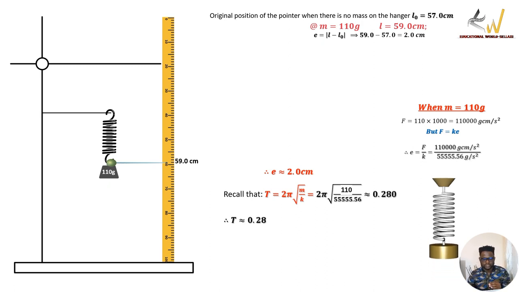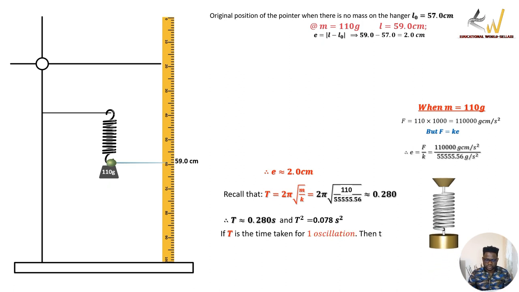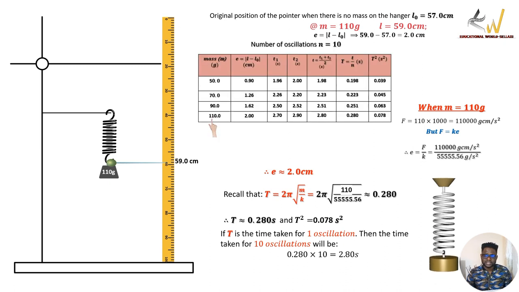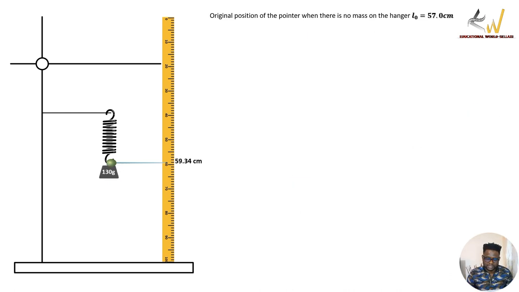Now recall that the period of an oscillating mass is given by that formula there. So if I substitute where necessary, I will simply have that the period is 0.28 seconds, and the square of the period is 0.078 seconds squared. So if one oscillation is 0.28 seconds, that means that 10 oscillations is going to give us 2.8 seconds. We input these in our table of values, and you can tell that when the mass is 110 grams, the extension is 2 centimeters, the time for 10 oscillations is 2.8 seconds, the period is 0.28 seconds, and the square of the period is 0.078 seconds squared. T1 and T2 are two arbitrary times I chose, whose average gave me 2.8.